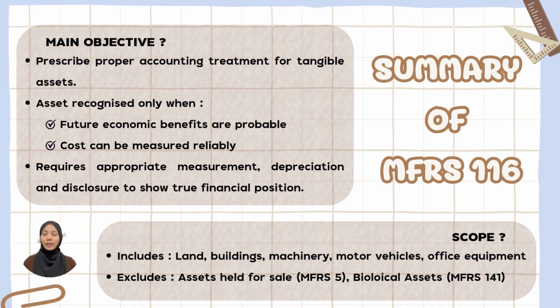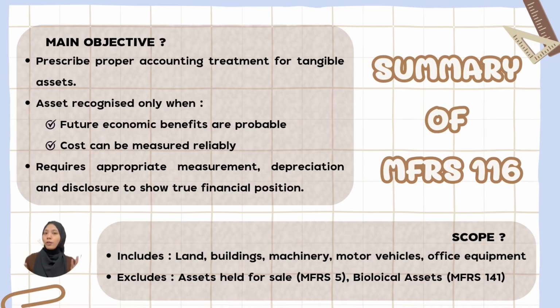An asset can be recognized when, first, it is probable that future economic benefits will flow to the entity. The second one is the cost of the asset can be measured reliably. So this prevents companies from recording assets that do not actually contribute to the operation. The standard also requires a suitable measurement, depreciation over the useful life, and proper disclosures to present a true and fair view of financial position.